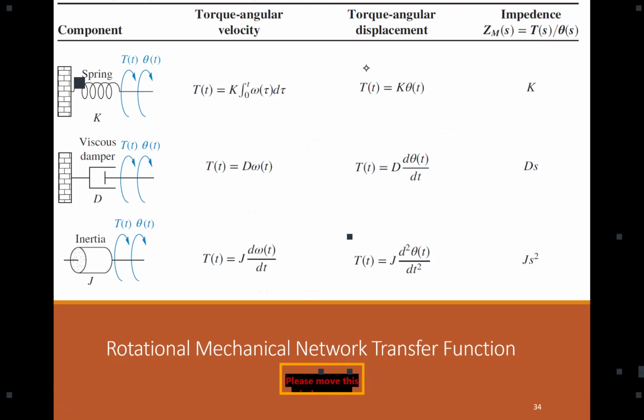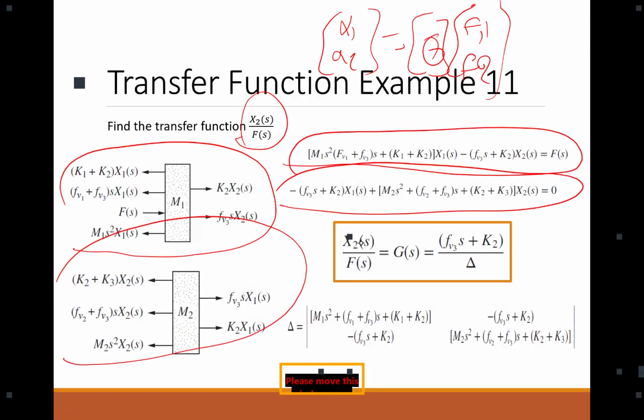Are we good? So simply, you can find the transfer function with the same step-by-step work that we did for the two-loop circuit, using KVL for this two-mass mechanical system. Any question?